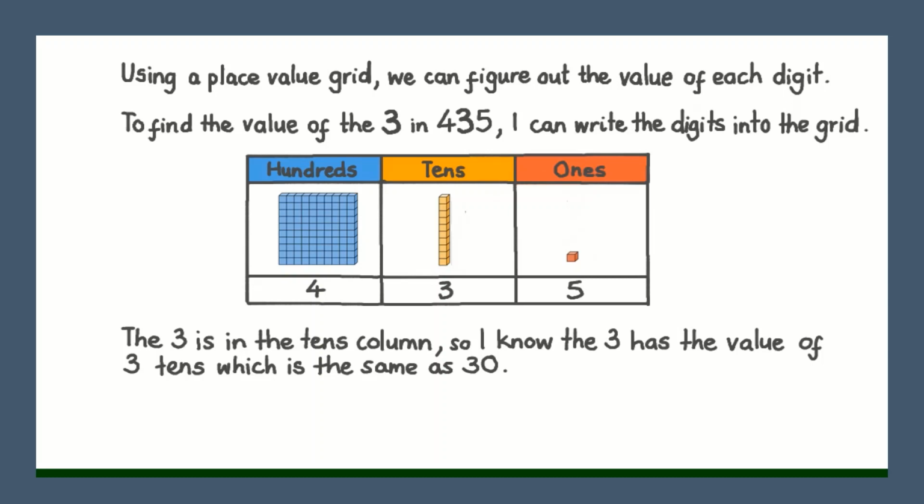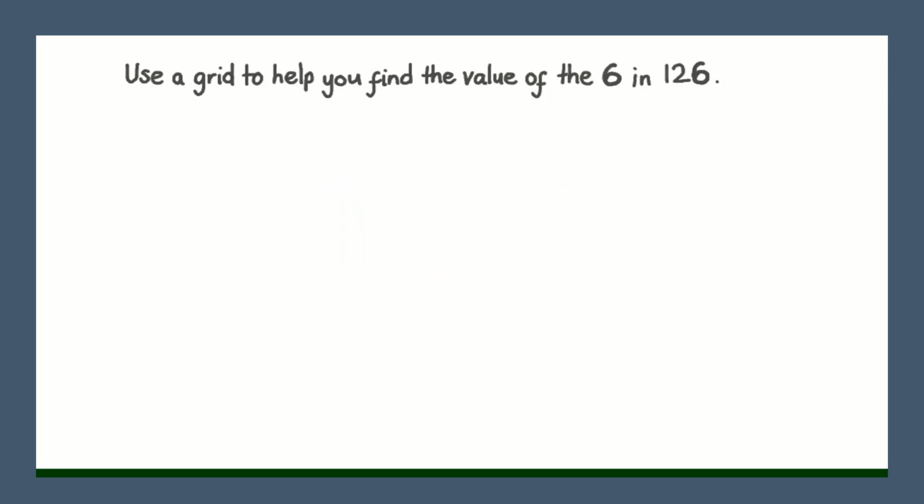the same as 30. Use a grid to help you find the value of the 6 in 126. We're given a 3-digit number in this problem, aren't we? It's the number 126. And of course it's made up out of the digits 1, 2 and 6. Now we're being asked to find the value of the 6 in this number. What is this 6 worth? But we know that the value of a digit in a 3-digit number depends on where it is in the number. Its position really matters.